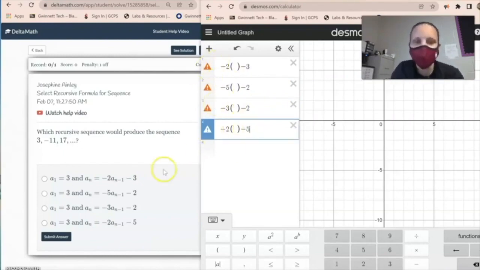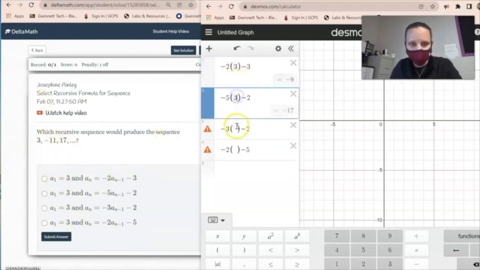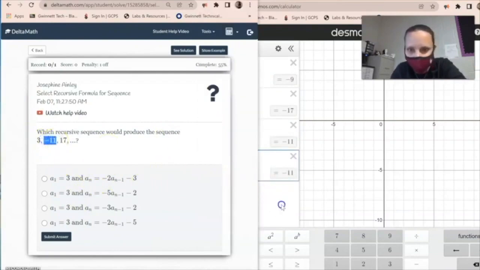All right, so what it's saying is, when I put in the term before it, do I get the next one? So they give you the first term, which is 3. So you see all of this is 3, right? When I put in 3, I should get the next term, which is negative 11. Which one of these gives me that?